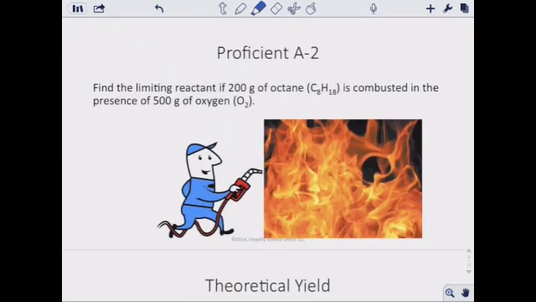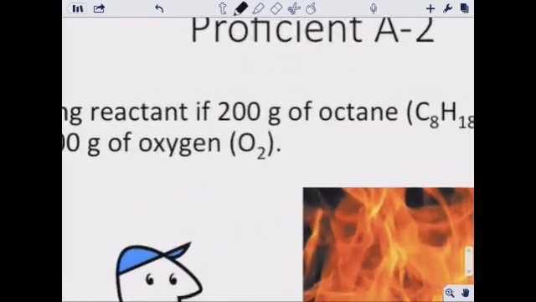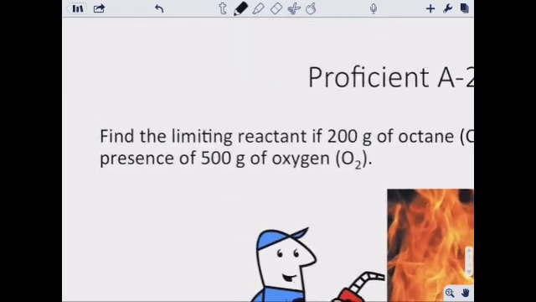So let's go ahead and look at another example. It says find the limiting reactant if 200 grams of octane is combusted in the presence of 500 grams of oxygen. So when we're looking at this, we need to have our chemical equation. For time's sake, I'll write this out for us. Kind of go a little bit quickly here. We've done this one before.